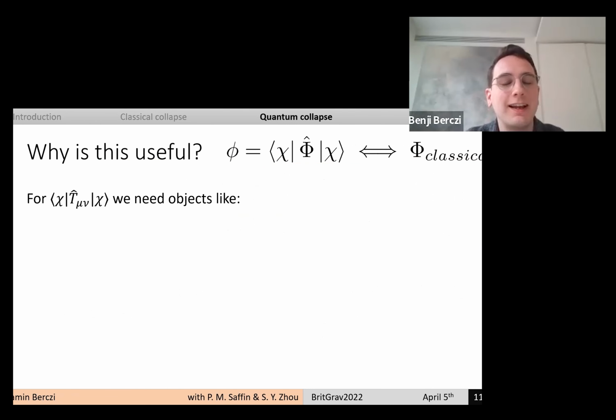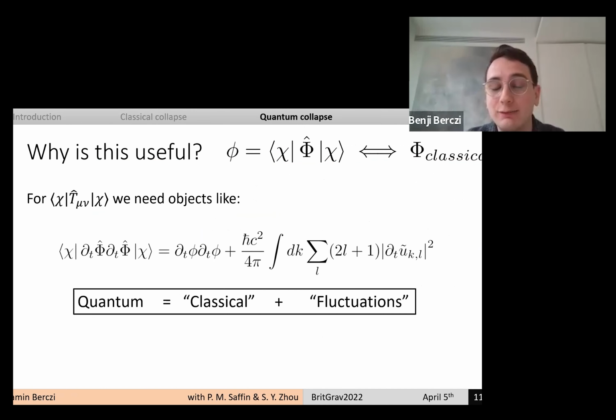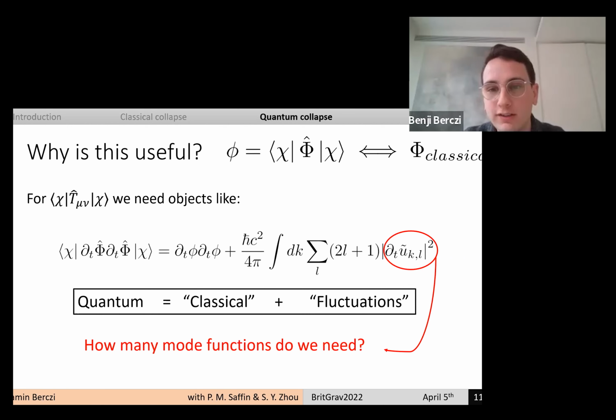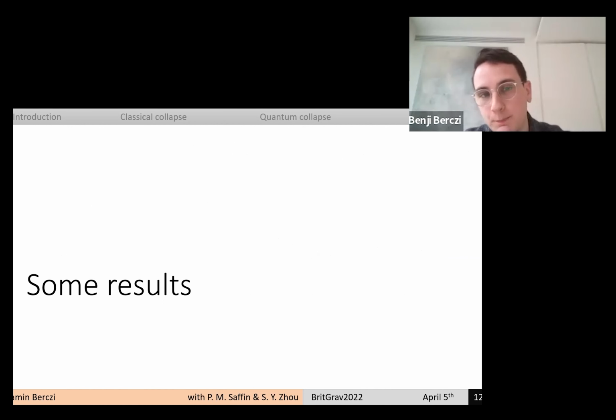In more detail, the stress tensor needs objects like this one, and we can see that it separates into two parts, one containing an H-bar and the other one doesn't. And so we can say that the full quantum simulation is built up by this classical part plus some extra fluctuations due to the quantum modes. The question is, how many modes do we have to use? In practice, we see that 5 to 10,000 modes produce realistic results. So we do need a lot.